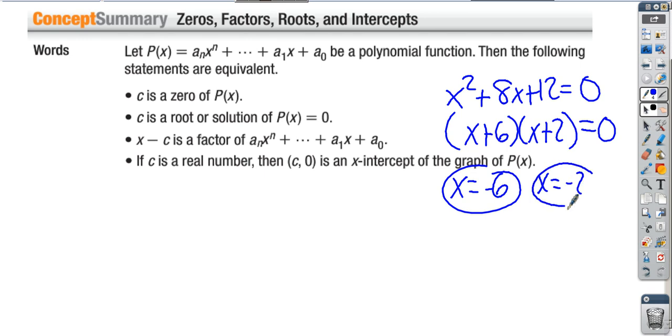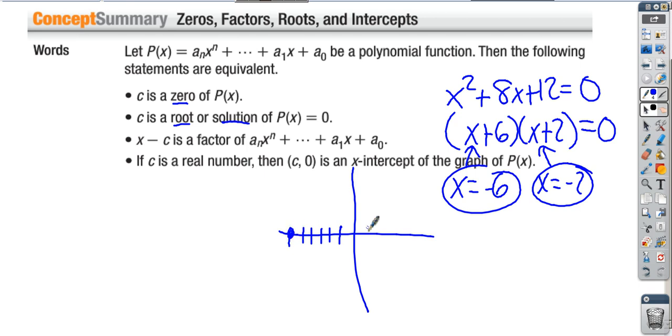Those are both called zeros or solutions or roots, because if you plug in negative 2 here for x, or if you plug in negative 6 here for x, in both cases you would get 0. So the word zero for the root or solution basically means the same thing. If you were to graph this as a parabola, you would have x-intercepts at negative 6, because that's what that means, and negative 2 would be another x-intercept, and you'd have a parabola looking roughly like that.